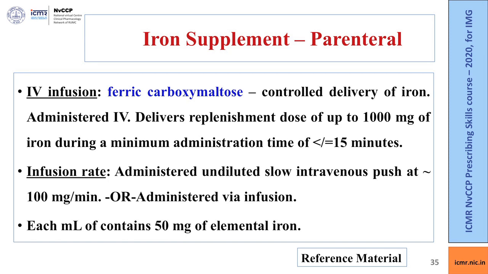Hence, after prescribing ferric carboxymaltose, it may be administered either undiluted by slow intravenous push at the rate of 100 mg per minute or can be administered via infusion. Each ml contains 50 mg of elemental iron. Information on the intramuscular iron therapy and diet rich in iron and vitamin C is given in the reference material.